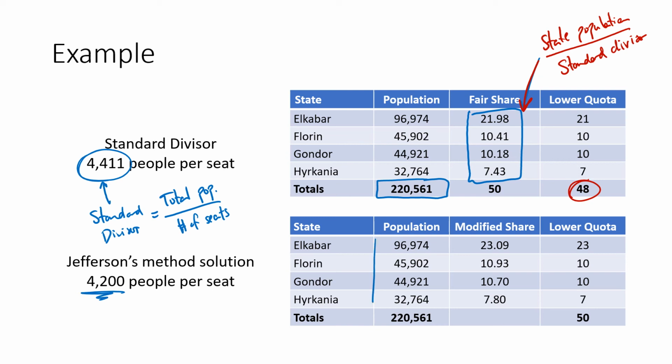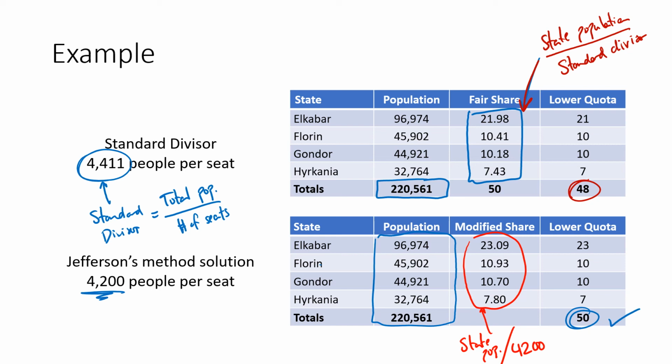So these numbers are all the same. I didn't change the populations of any states. These numbers here are the state's population divided by this new divisor. So in this case, divided by 4,200. And then again, I rounded them all down to get my lower quotas. They all added up to 50, which is what we want.